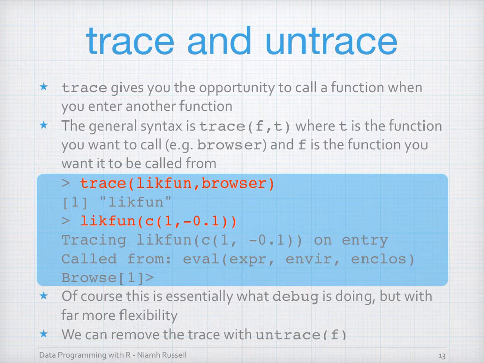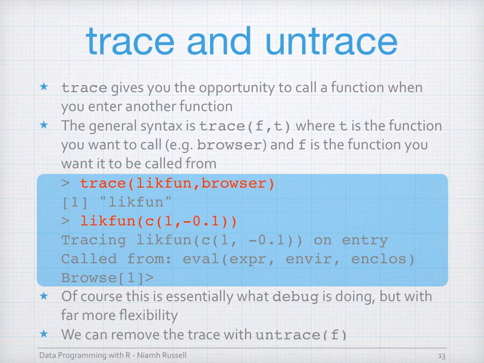Another flexible way of debugging within R is using the trace function. The trace is a very useful function, and what it does is it gives you the opportunity to call a function when you enter another function. I will give you an example of this in a minute, but it's not a function that I personally make a lot of use of. But you'll see in a second how flexible it can be. It operates as a sort of umbrella function from which you can call debug, debugonce, or other R functions such as ls, for example.